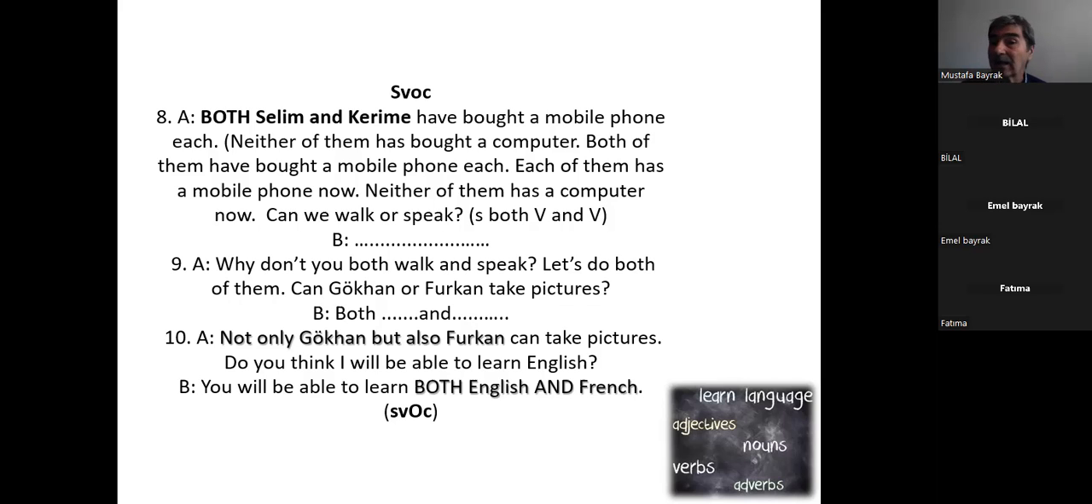Can Gökhan or Furkan take pictures? Both Gökhan and Furkan can take pictures. Not only Gökhan, but also Furkan, just like both Gökhan and Furkan. But here, not only Gökhan, but also Furkan can take pictures. Do you think I will be able to learn English? You will be able to learn both English and French.